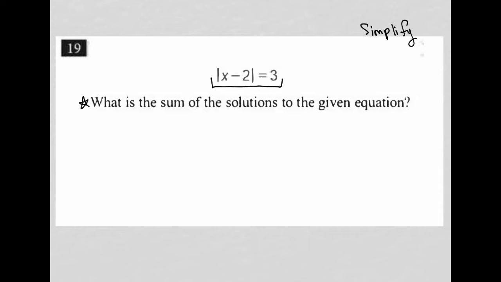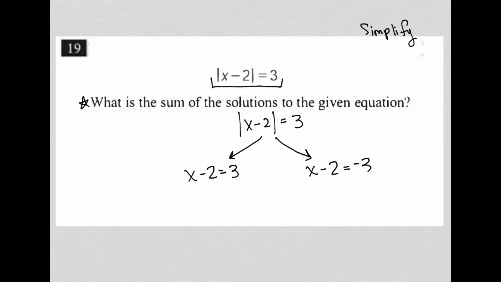Okay, so let's do a little review. How do we solve an absolute value equation? We actually break that absolute value equation into two regular equations, one of which looks exactly like the absolute value equation does, just without the absolute value signs. The other also pretty much looks like the regular equation, except the sign of the answer is flipped. So instead of a positive 3, I now have a negative 3.